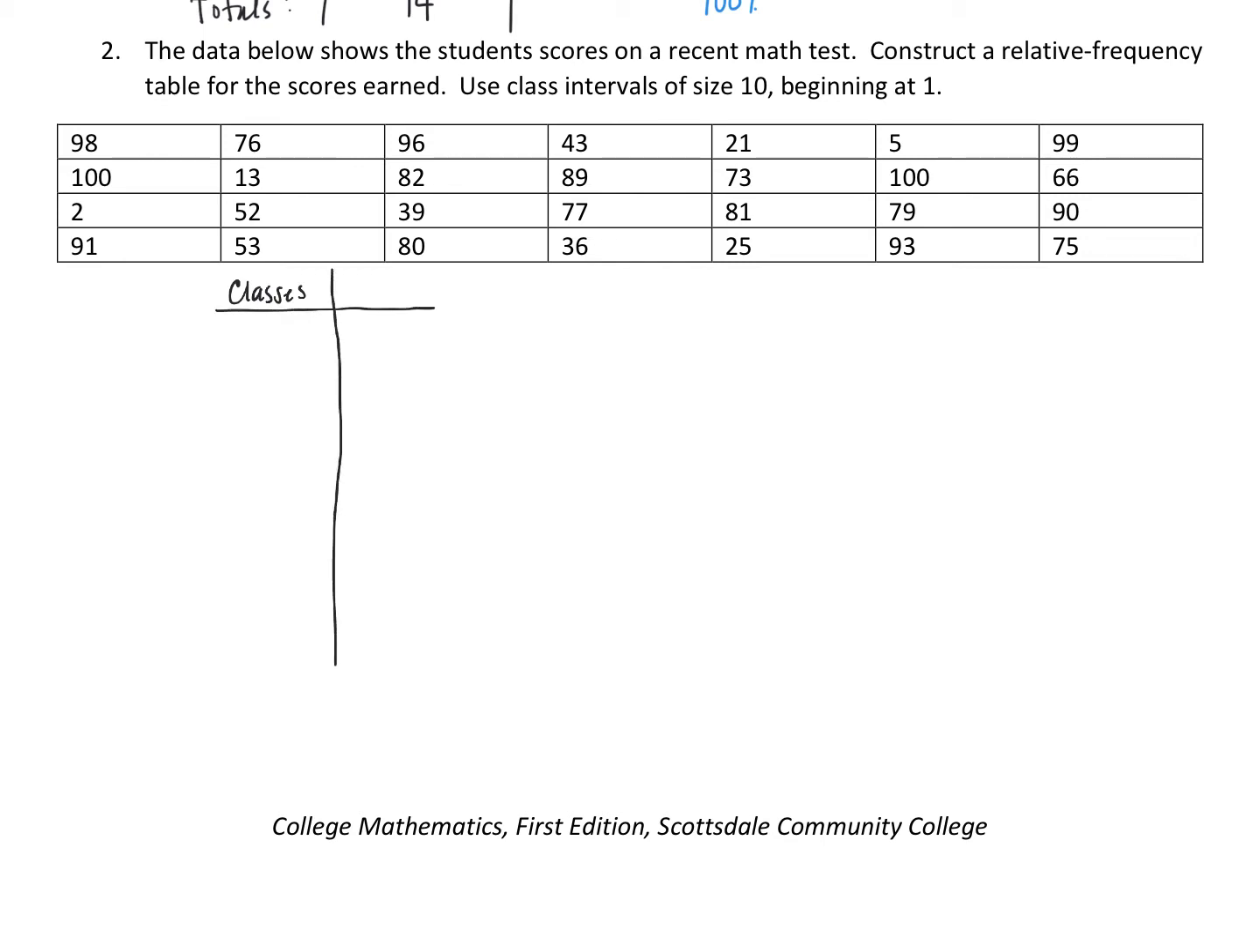So it says the intervals need to be of size 10 beginning at 1. So 1 through 10 is our first class. Our next class will start at 11 and go to 20. Our next class will start at 21 and go to 30. And so you can see on the right-hand side, you're just adding 10 each time. And that's the same with the left-hand side. That indicates that you have a class interval of size 10. We started at 1 like it said. We're just going to continue to go all the way up to 100.